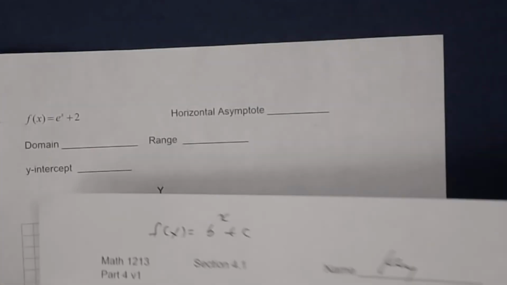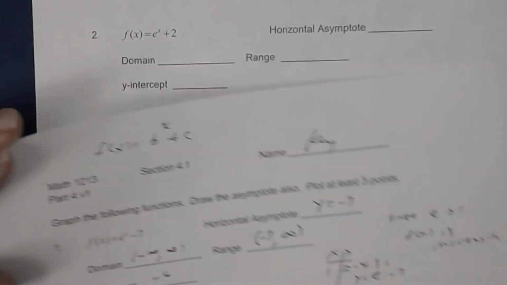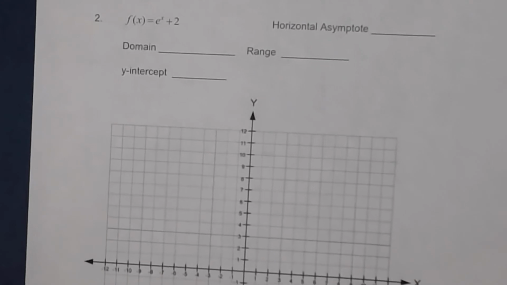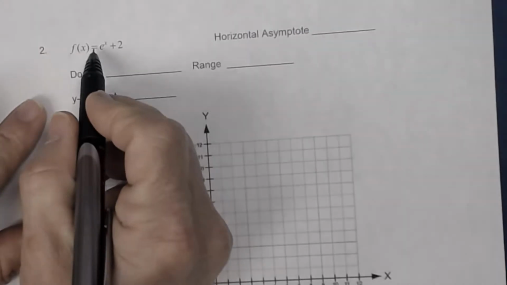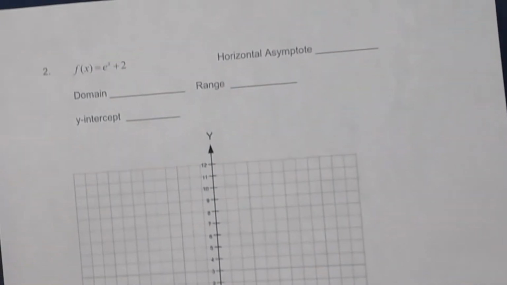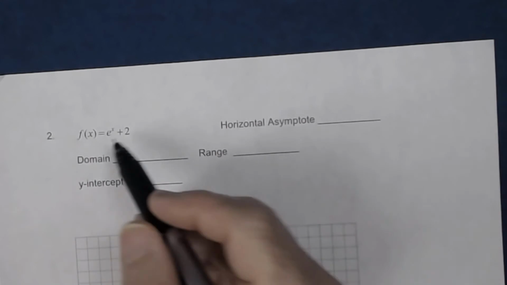Now let's look at number 2. Number 2, same idea, except this time instead of x minus 7, it's x plus 2. All right, so first of all, is there a reflection? No, because there's no negative in front of that e to the x. Right away, you can tell me many things. You can tell me the horizontal asymptote.